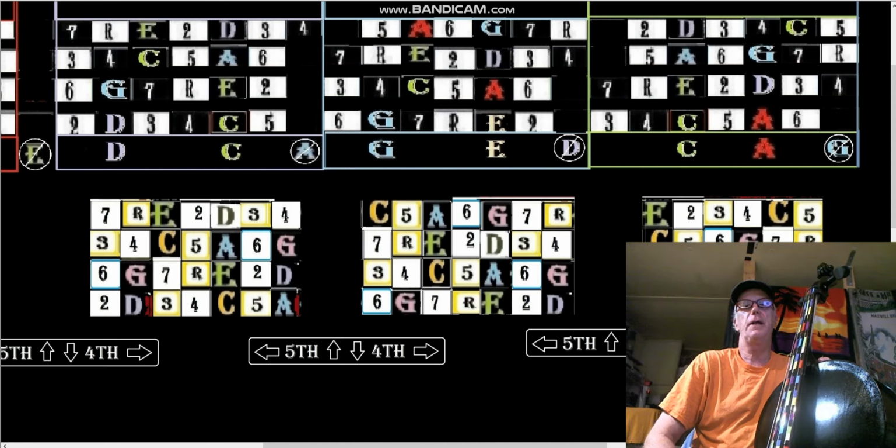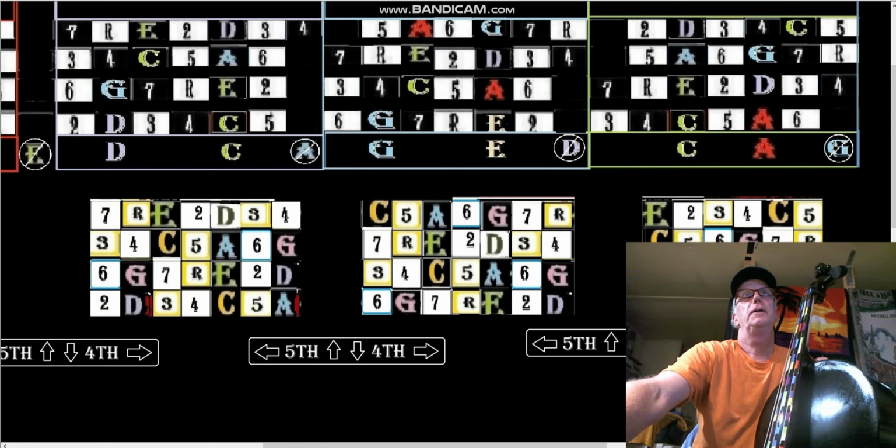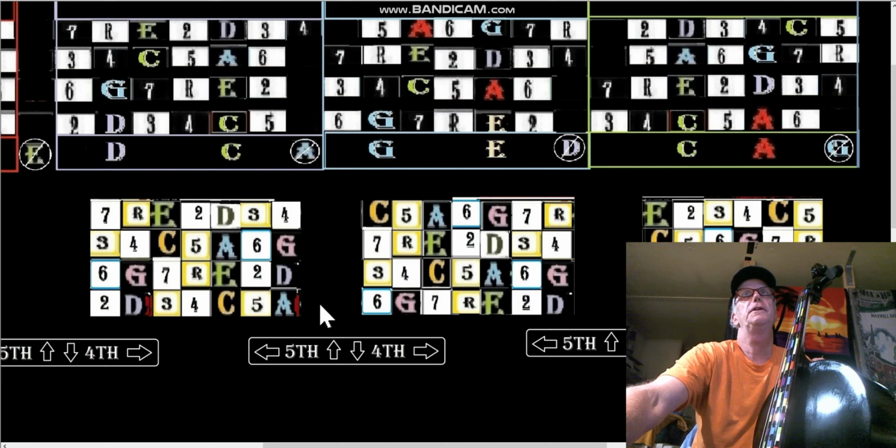So we remember that going from 2, 3, 4, 5 to 6, 7, root, 2 is a fourth in string shapes. The fourth of D is G. Only the fourth of E in the CAGED system, the fourth of C in the CAGED system is E, because we don't go to F in CAGED. There's no F in the word CAGED. Okay, just a little digression there.